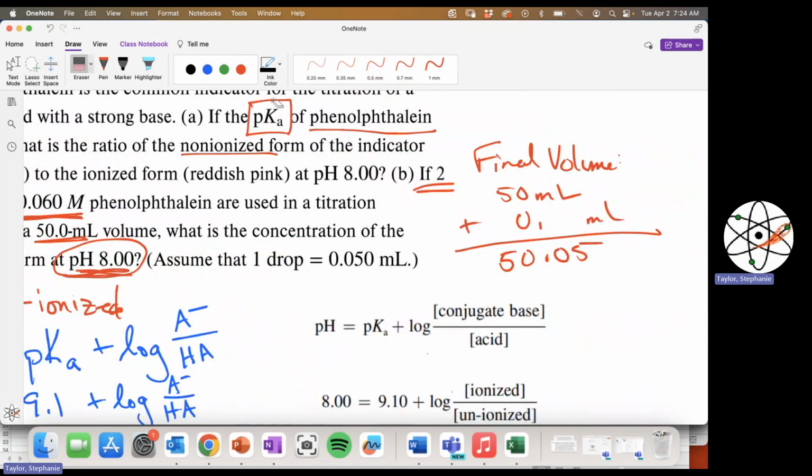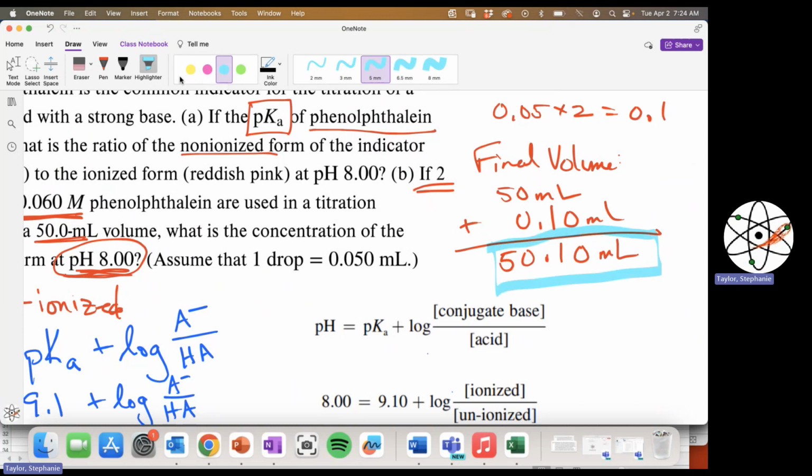Sorry, making that noise with my mouth was not helpful. 2 drops. Boom, there we go. Great. 0.05 times 2 is 0.1. So here's my final volume. This is where I'm headed. Final volume. And my initial volume, as we already demonstrated, is 0.1.